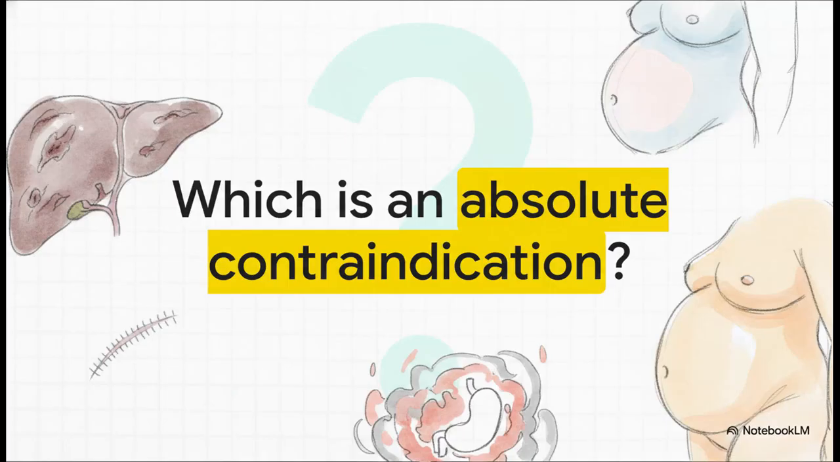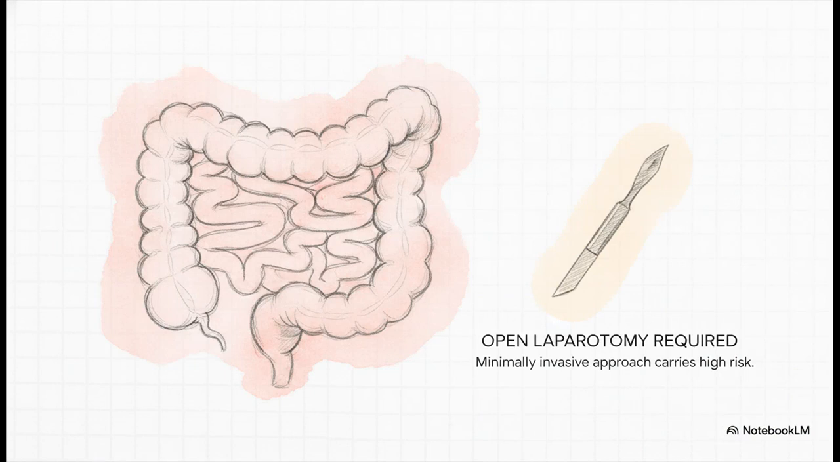Which of the following is an absolute contraindication to laparoscopic cholecystectomy? A. Liver cirrhosis. B. Previous abdominal surgery. C. Obese patient. D. Pregnancy. Or E. Generalized peritonitis. The correct answer is E.